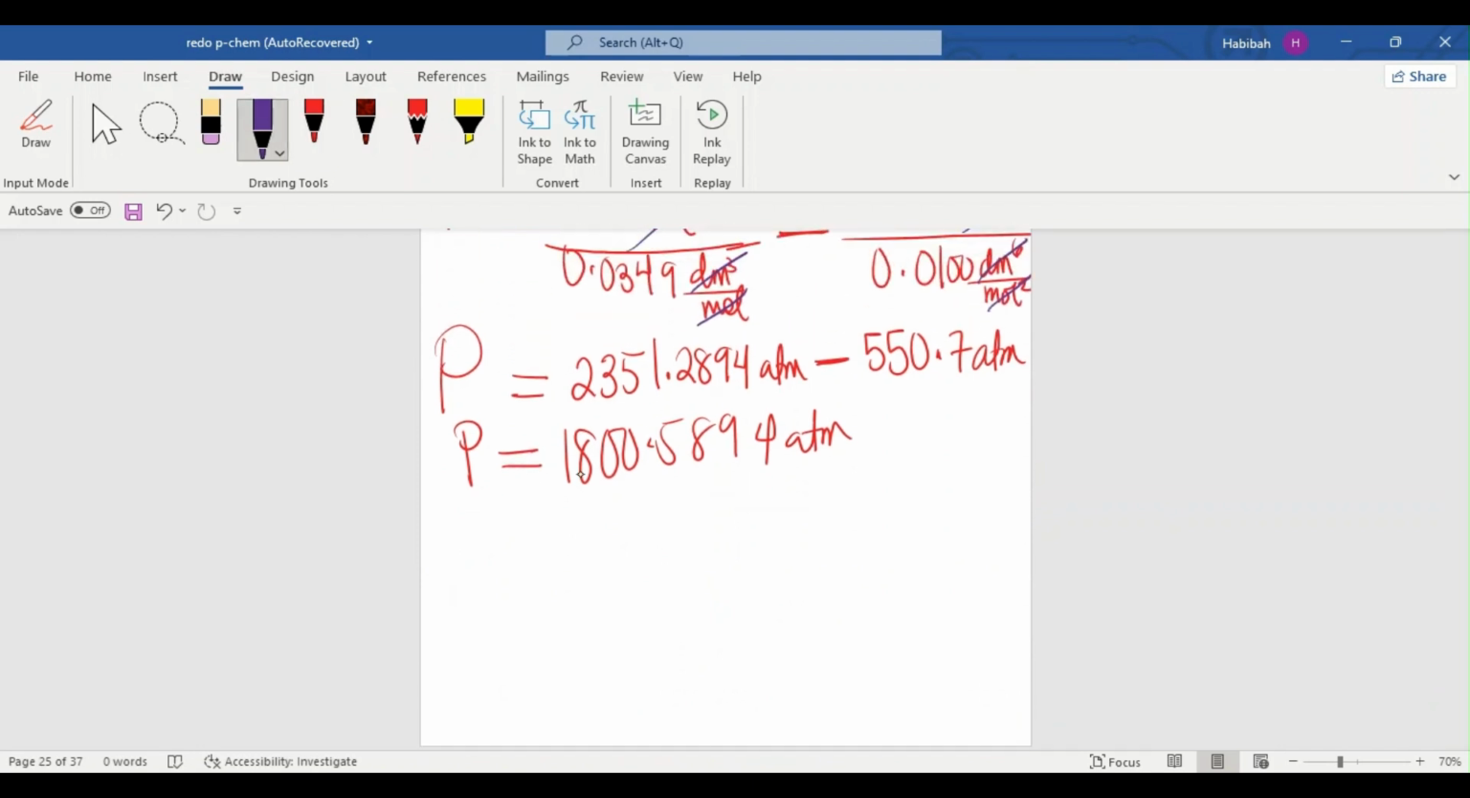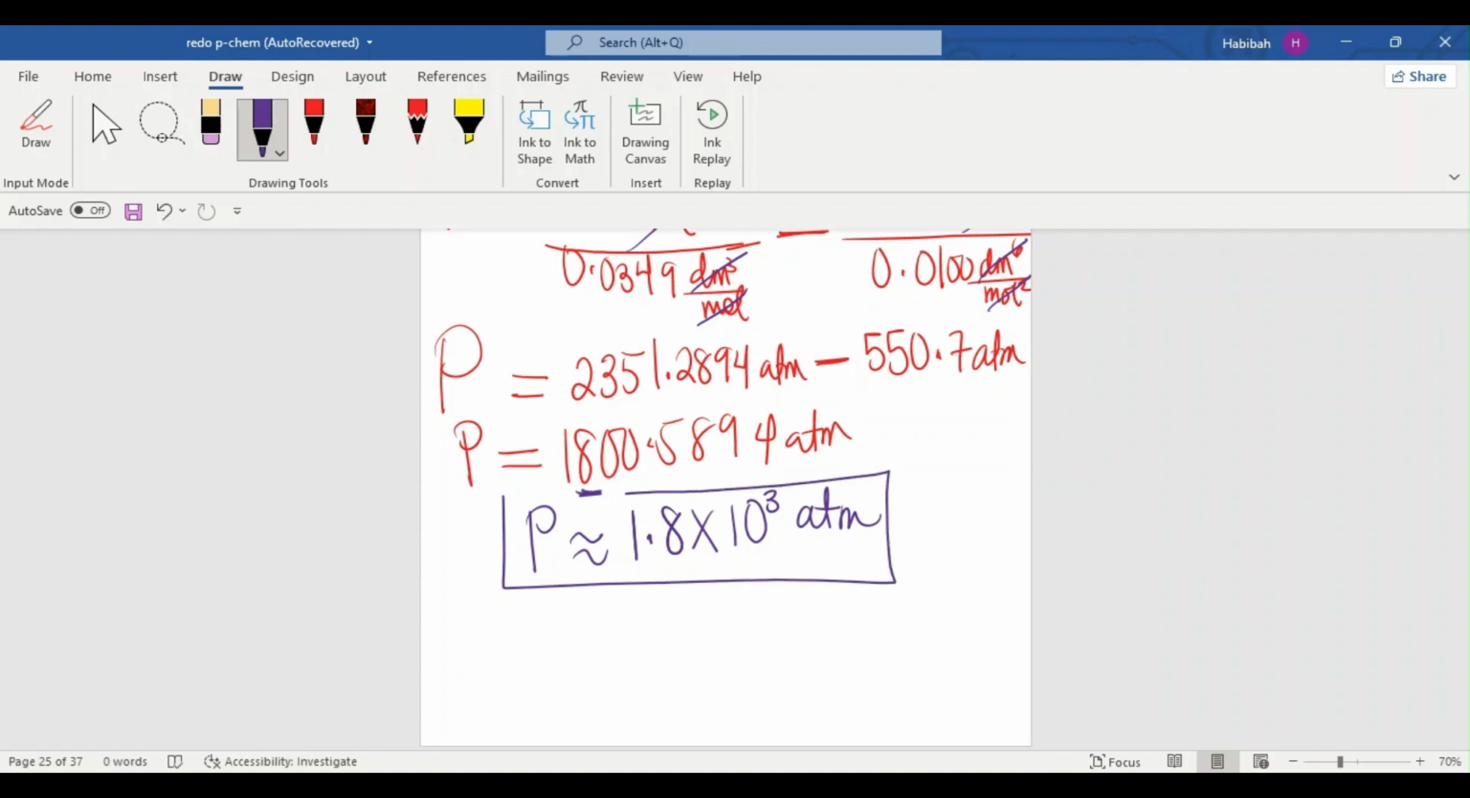So it's going to stop here. So pressure is approximately 1.8 times 10 raised to the power of 2 atmosphere. Sorry, 1.8 times 10 raised to the power of 3 atmosphere. So that is the value for pressure of the van der Waals gas for ethane.